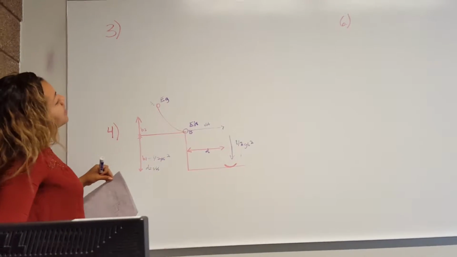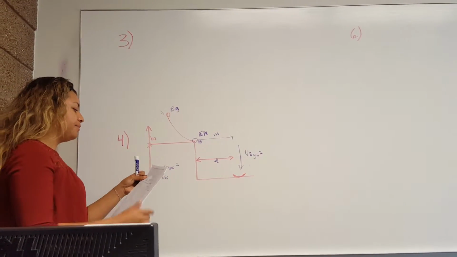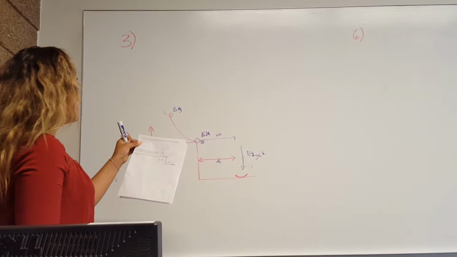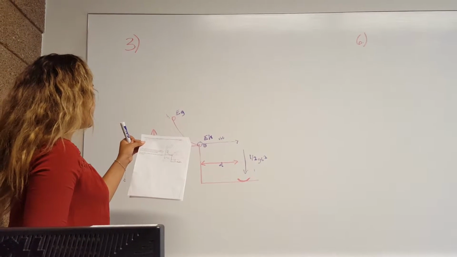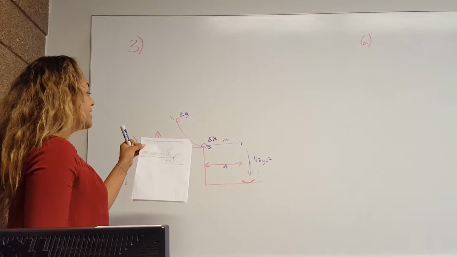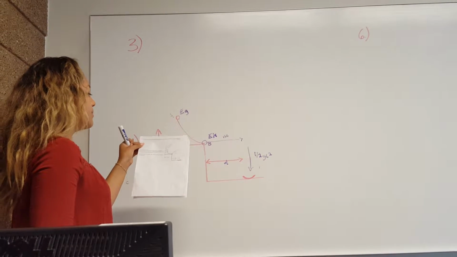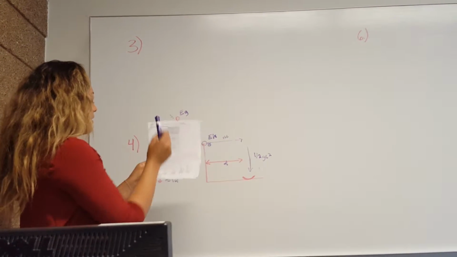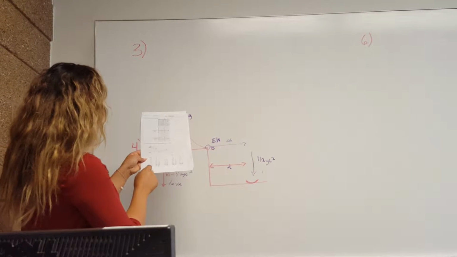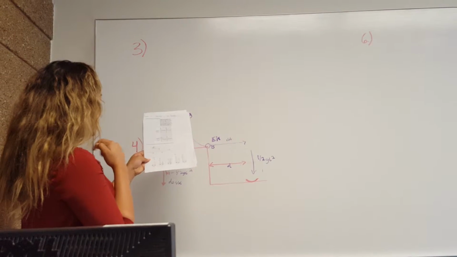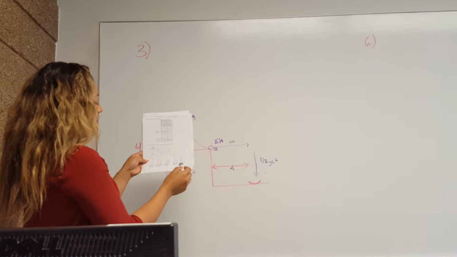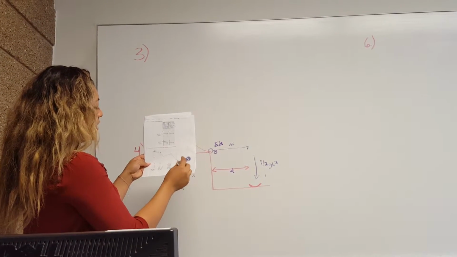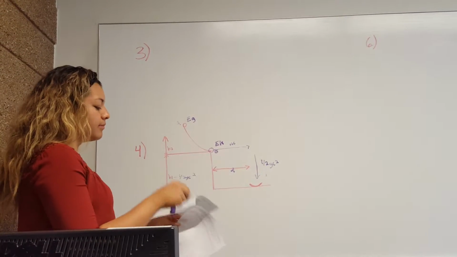Going over problems 3, 4, 6, and 7. Number 3 says, if the ball in the previous question starts from rest at point A, calculate its speed at point B. If you look here, A has 0 EK and has full EG, and then at B it has full EK and 0 EG.